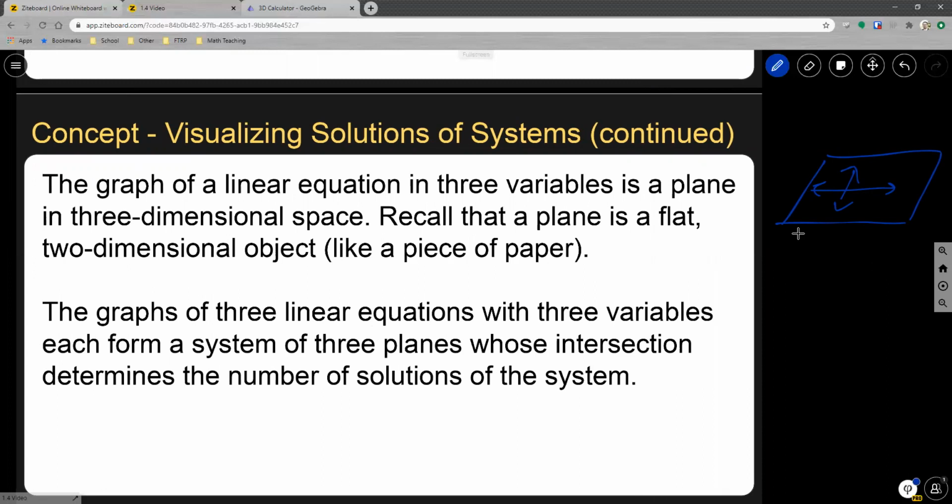Recall from geometry, we've got some building blocks that we built everything out of in geometry. Point is what we would consider a 0-dimensional object. It's just an infinitely small point in space. If you take that point and stretch it in one direction, that creates a 1-dimensional object, which would be a line that goes on forever in a single direction.